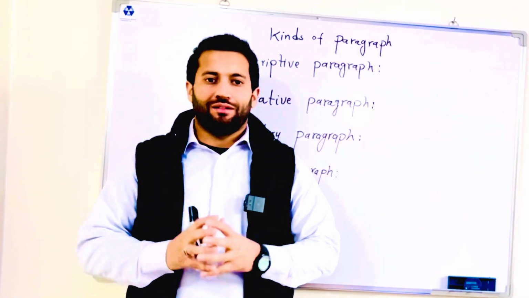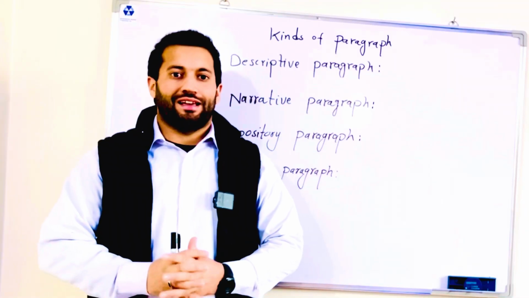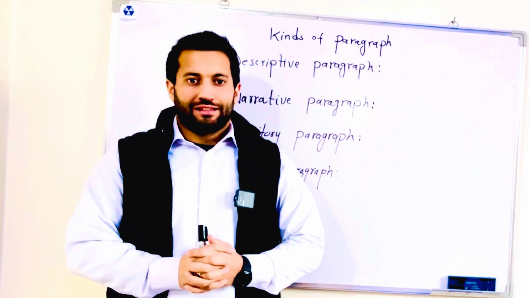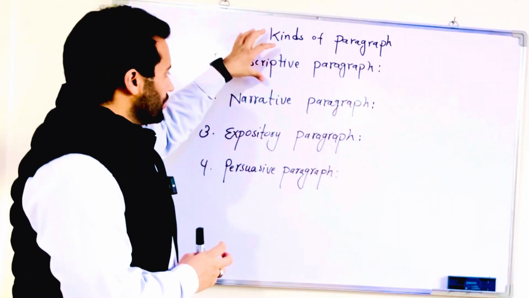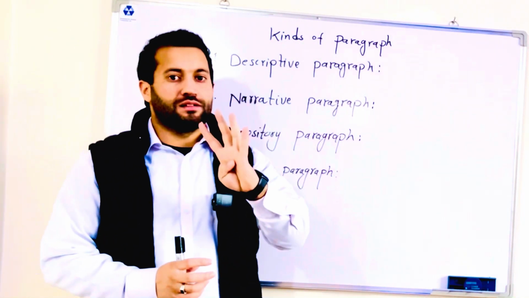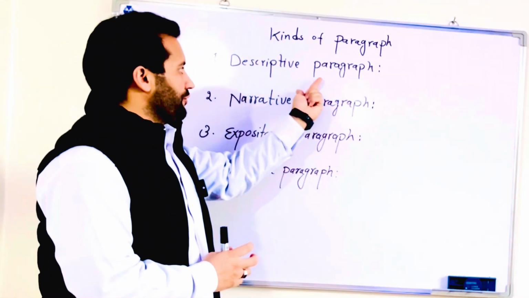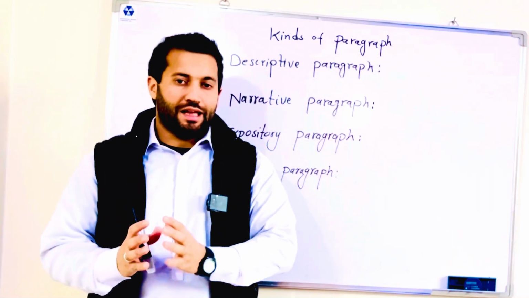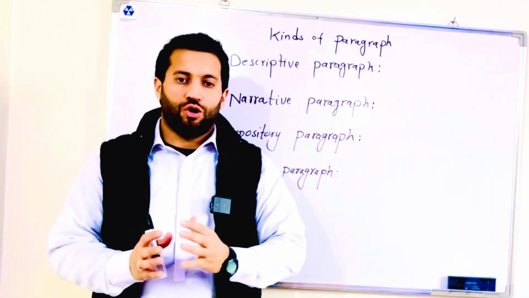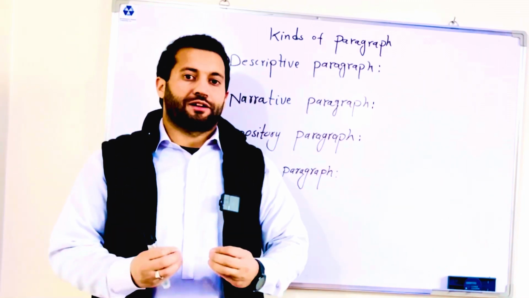In this video, I would like to talk about one of the most important issues in the writing section. This is kinds of paragraph. There are actually four main kinds of paragraph. Number one is descriptive paragraph. A descriptive paragraph describes a person, place, or thing. This is called a descriptive paragraph.